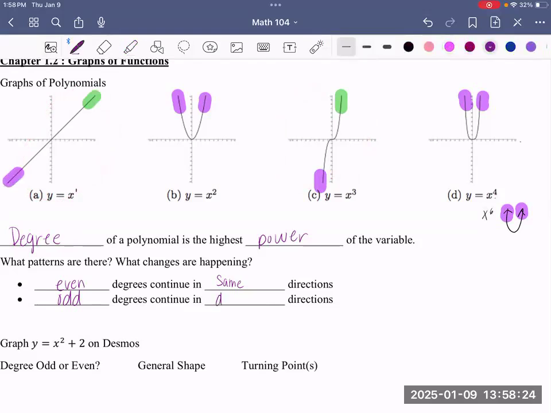They're going in different directions. So that just means any odd degree will end up in different directions. So that means if we did x to the 5th, we would go in a different direction. And again, these are just the positive counterparts.